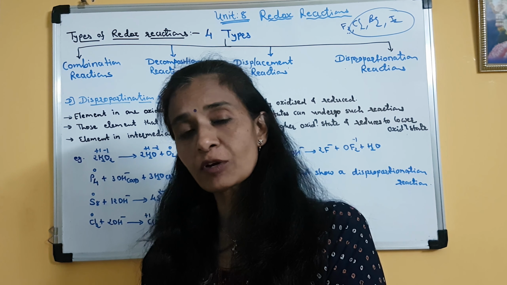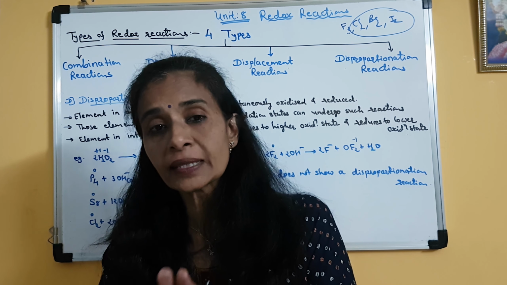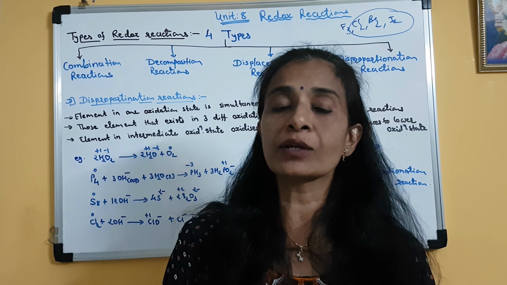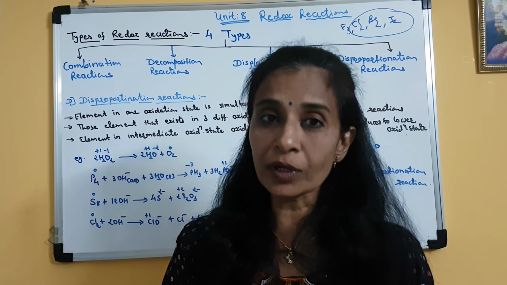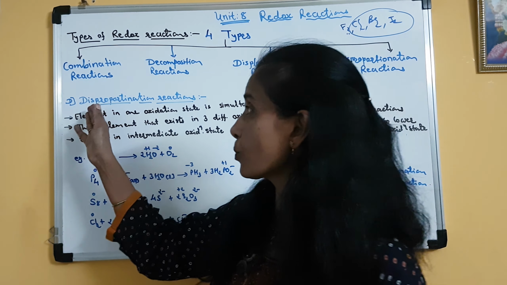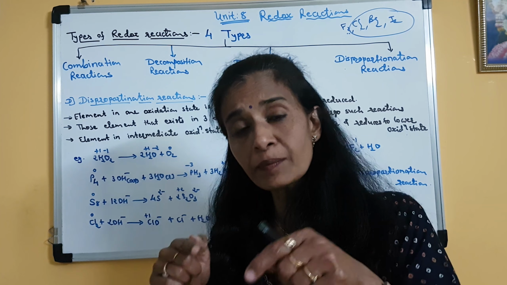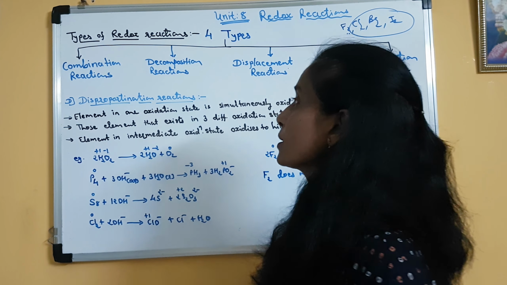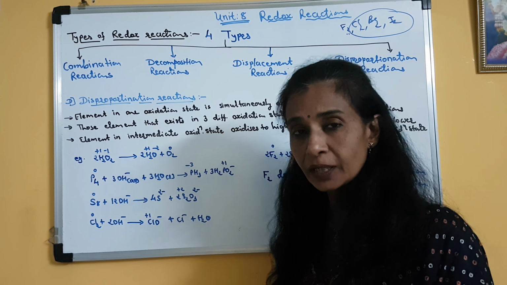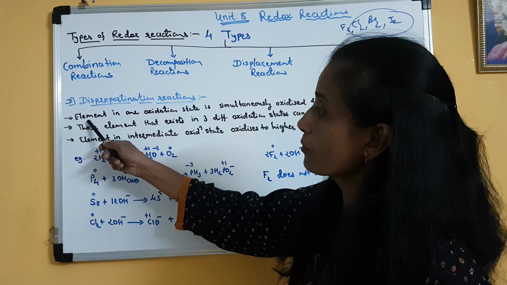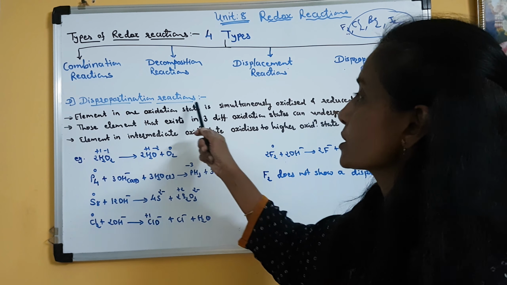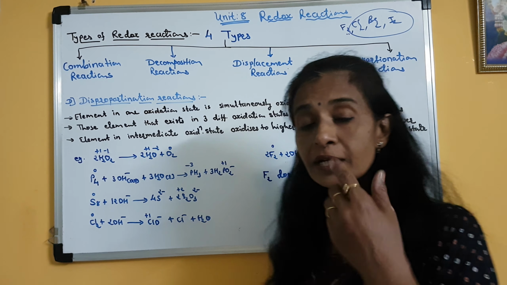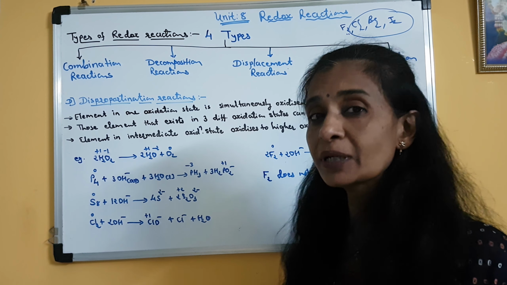In the previous types of redox reaction, we have seen that there is a change in the oxidation number of different elements. One element is undergoing reduction, then the other element is undergoing oxidation. But here in disproportionation reaction, the same element undergoes oxidation as well as reduction, and that is why it is called disproportionation reaction. Clear? Now here, I have written: an element in one oxidation state is simultaneously oxidized and reduced. Means it is undergoing oxidation and reduction simultaneously.